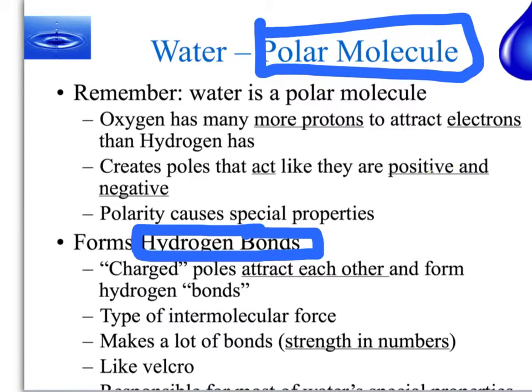A hydrogen bond is just an attraction. It's an intermolecular force, meaning it's between molecules, not within one. And it's an attraction of a molecule towards another molecule that has a charge. Each of these attractions are fairly weak. They're not real strong attractions, but like Velcro, they're very strong in number.